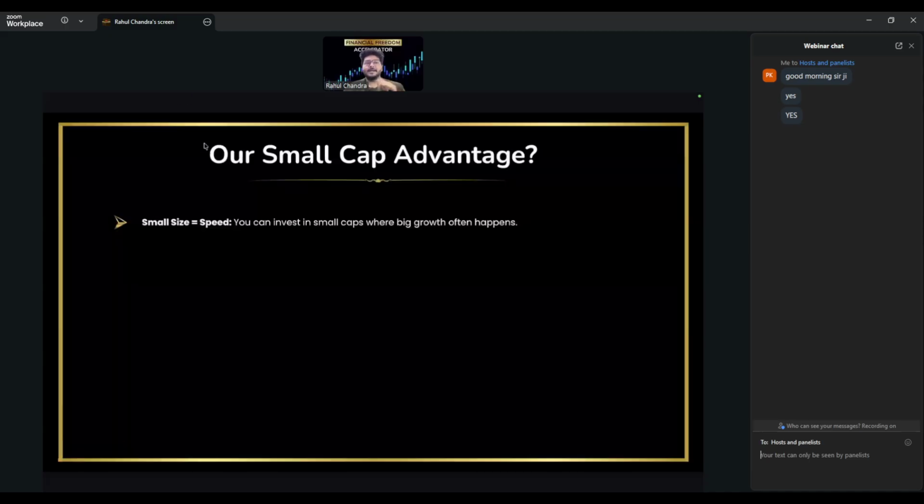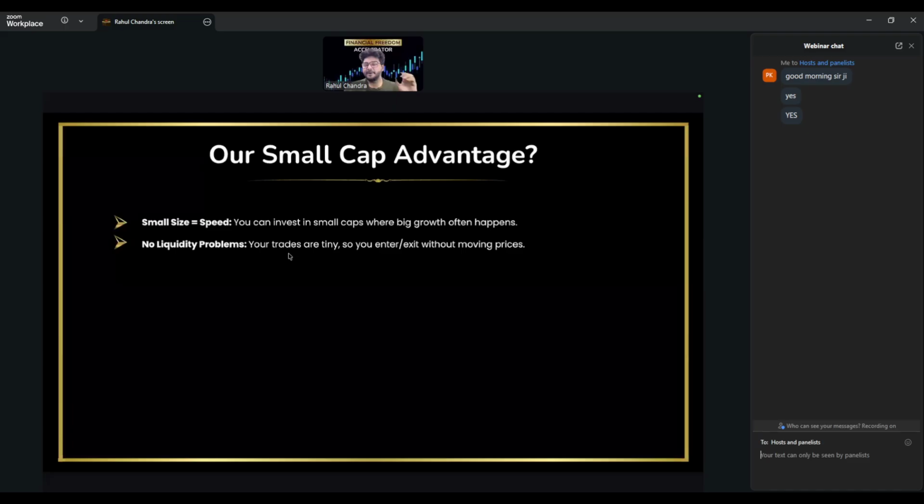Now let's understand our advantage a little better. If we have a small size of capital, what is the maximum number that you are going to invest in the markets? 1 lakh, 10 lakh, 1 crore, 10 crores as of today, not more than that. That is still small. And you can invest in small caps where growth often happens, and you can do it with speed. Even if you are investing in a small cap, it is big enough, the daily trading volume is there to support your investments, correct?